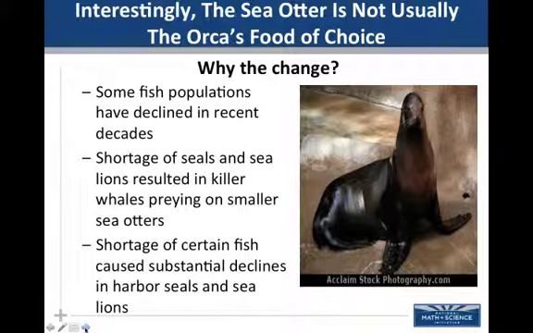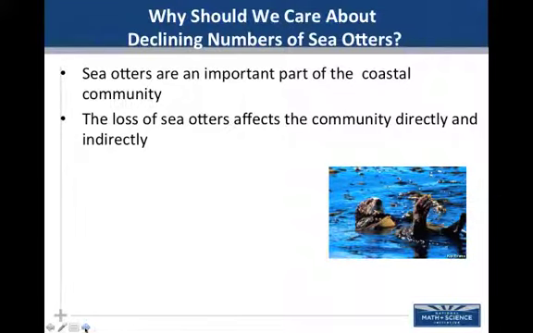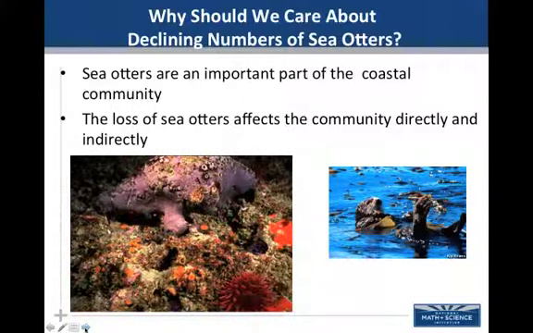And so because they've had this shortage, it's resulted in the orcas moving on to another food choice in order to have energy for their own survival and reproduction needs. And so that's important to understand how that can impact. Sea otters are an important part of the coastal community. The loss of sea otters affects the community directly and indirectly. So let's talk about why that is.